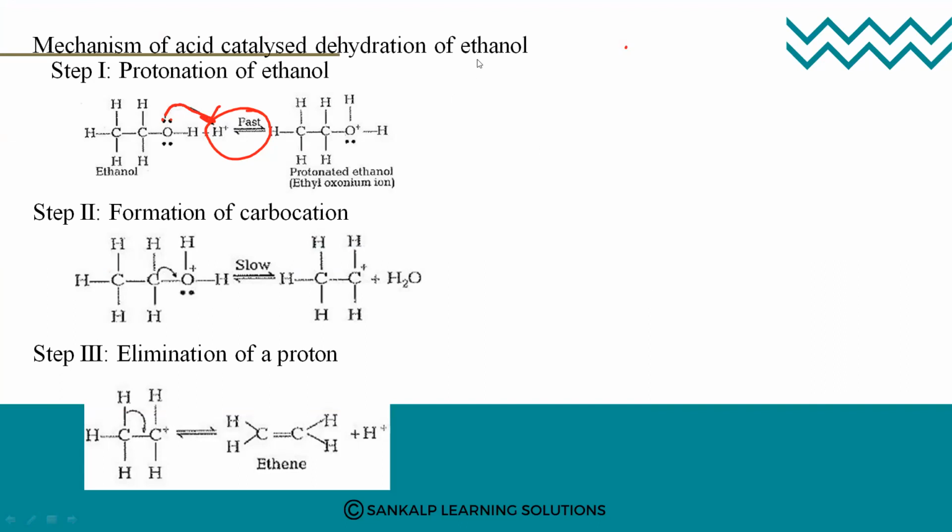The lone pairs of electrons from this oxygen attack this proton. This is a fast reaction and protonation takes place. You can see here, oxygen can have only two bonds, but here it is having three. So it is undergoing protonation.